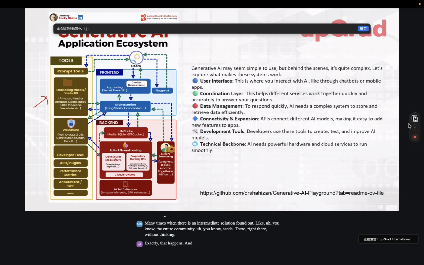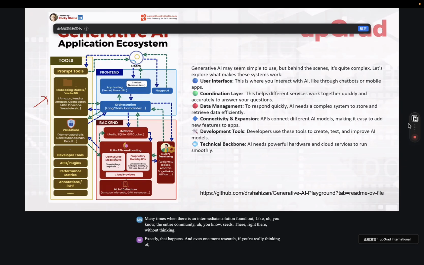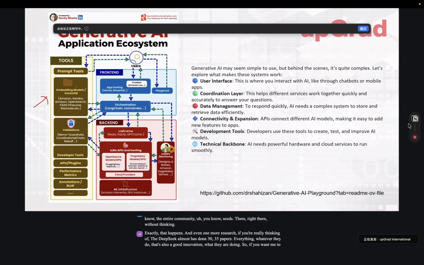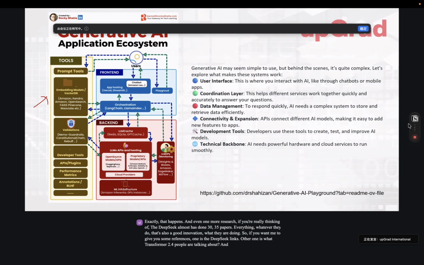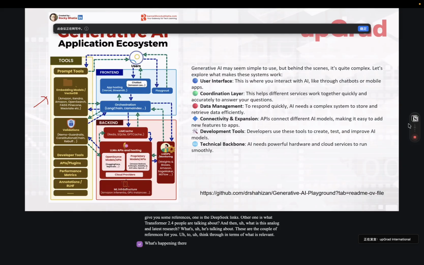And one more research, if you're really thinking of DeepSeek, they have done almost 30-35 papers. Whatever they do, that's also a good innovation. If you want some references, one is the DeepSeek links, another is what the Transformer 2.4 people are talking about, and then Yann LeCun's latest research. These are a couple of references for you to think through in terms of what is relevant for you.